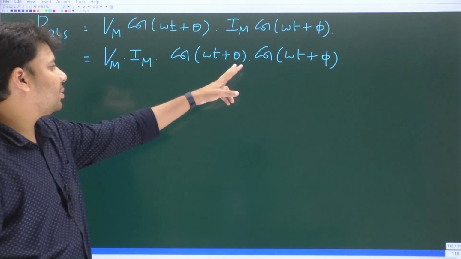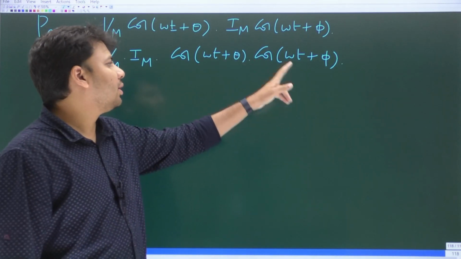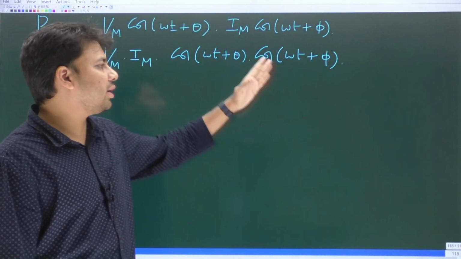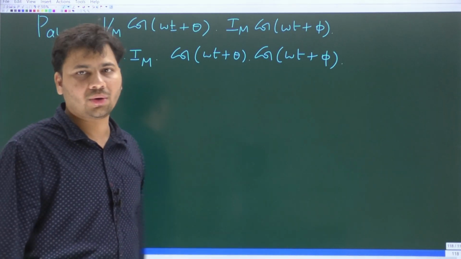Now this omega t plus theta, it is like A, and omega t plus phi, it is like B. So is it not like cos A into cos B?